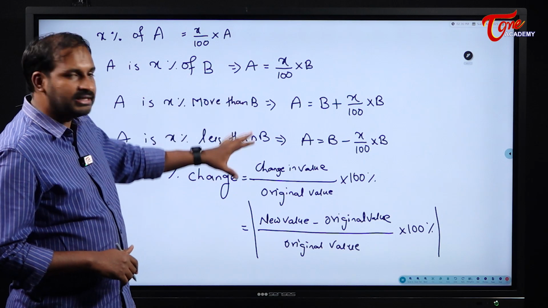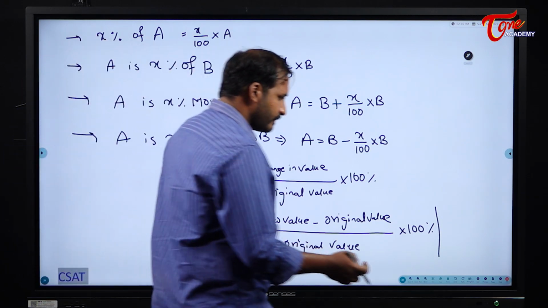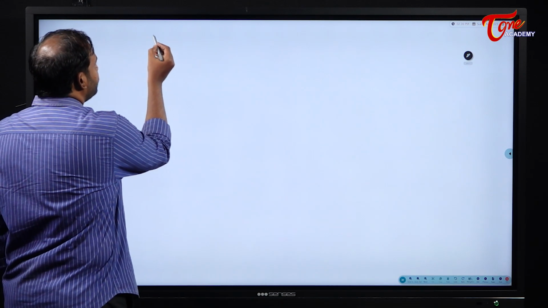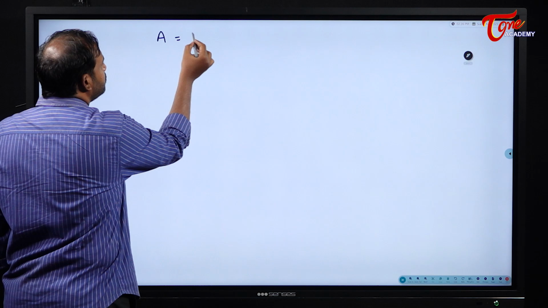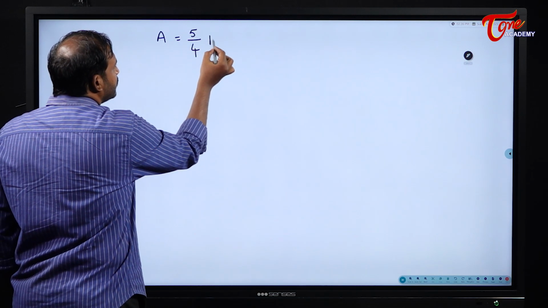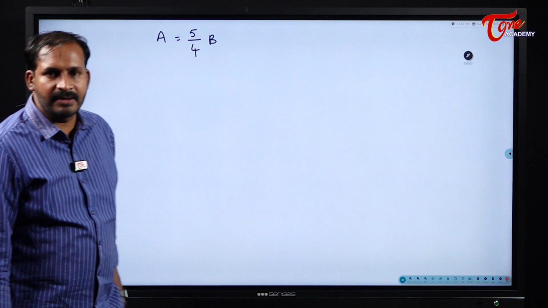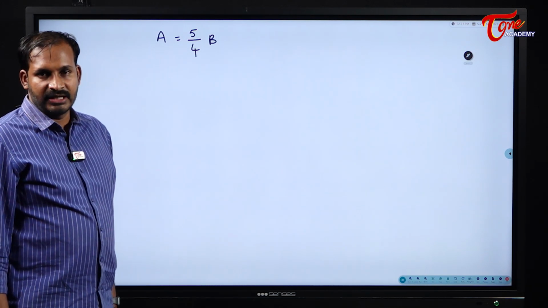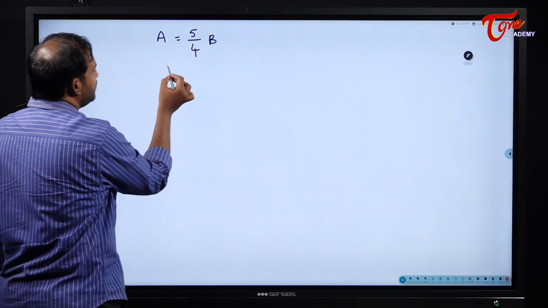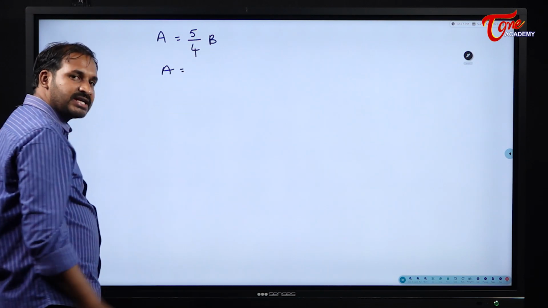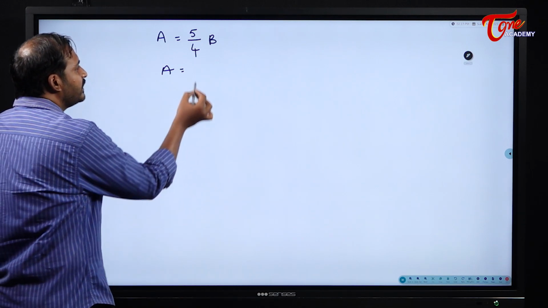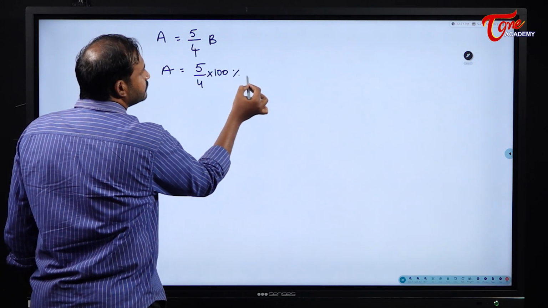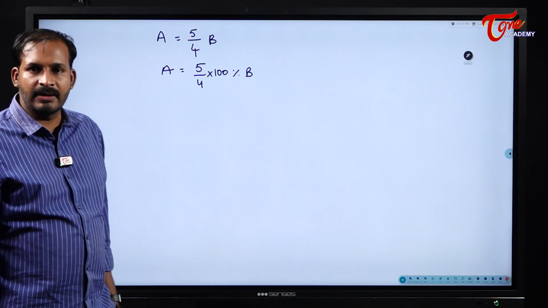Okay, now these are the things. Next, we should identify some small things. If at some point A is equal to 5 by 4 B, and I want to write a relation between A and B, how can I write the relation? See here, this is in fraction, right? I will convert it into percentage. I can write 5 by 4 into 100% of B.